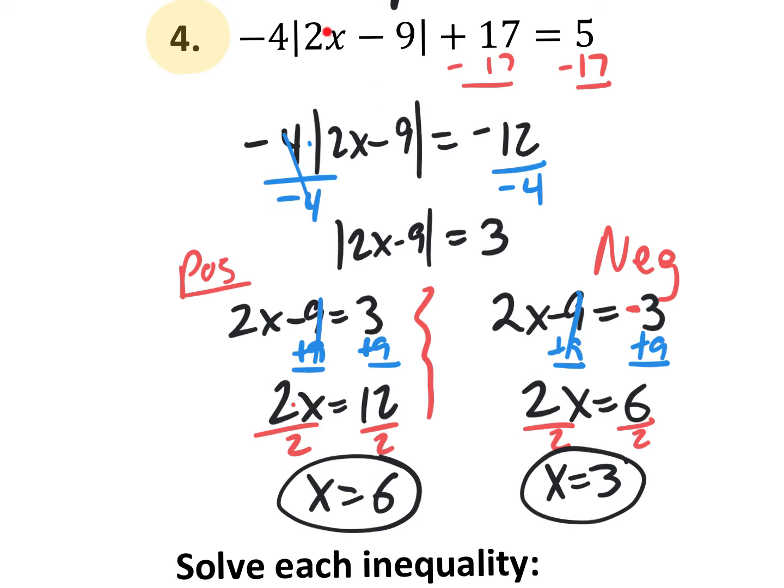3, you plug it in as well. 2 times 3 is 6. 6 minus 9 is -3. -4 times the absolute value of -3, that's -4 times 3, which is -12. -12 plus 17 again is 5. Both of these answers work, so we're absolutely positive that this is correct. Both answers work. You have to include both answers. If you only write one answer, well, technically you don't have it right. You only have half of it right.